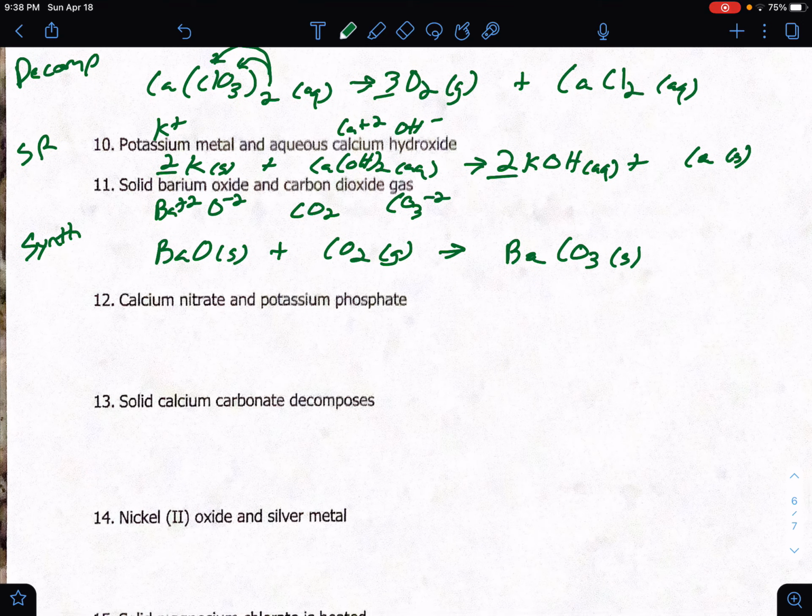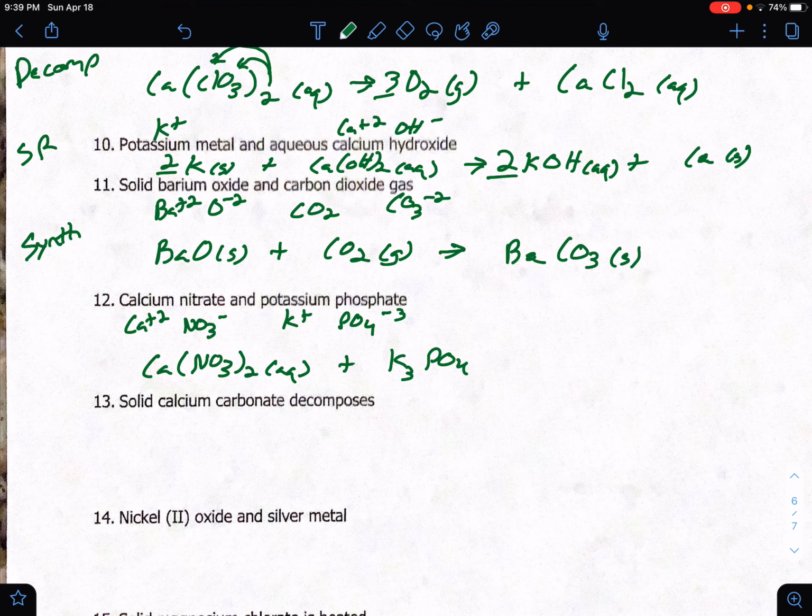12, calcium nitrate and potassium phosphate. So Ca plus 2, nitrate, NO3 with a minus 1, potassium K plus 1, phosphate PO4 with a minus 3. So these are not balanced, so this can be Ca(NO3)2, which is aqueous. These are not balanced either, so that means I'm going to need 3 potassiums to balance out with that 1 phosphate. Okay, that's going to be aqueous as well. I have a pair and a pair, so this is going to be double replacement.